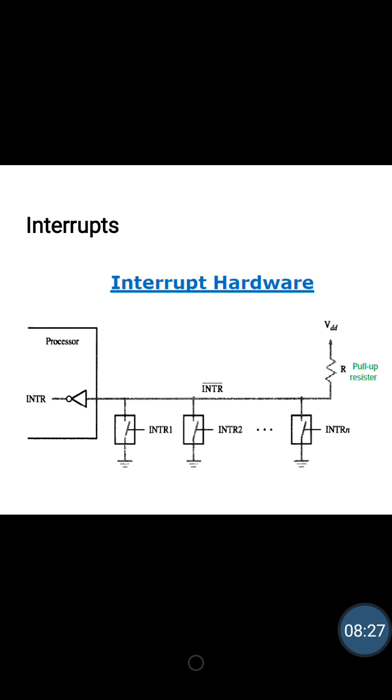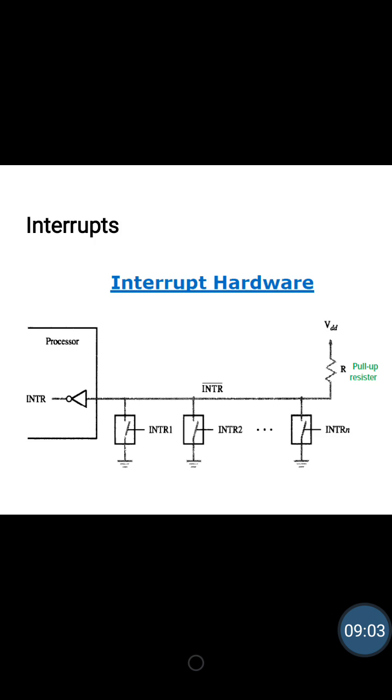If more than one device requests, then it is taken as INTR bar equal to INTR1 or INTR2 or INTR3, and likewise it will be calculated. So if many devices have requested, a single request will be sent, and if one device has requested, a request will also be sent. This is how an interrupt arrangement is done. Many INTR bar lines may be there for a processor. It's not that only one line is there with many devices connected; many such lines may be there.